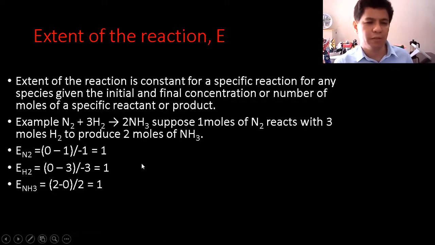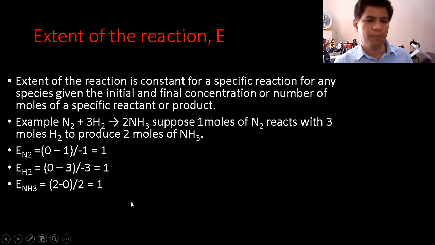For ammonia, initially, we're going to assume that there's no ammonia kasi wala namang information dun sa example. So initially, ammonia has 0 number of moles. Tapos, yung final number of moles ng ammonia ay 2. So 2 minus 0. Tapos yung stoichiometric coefficient ng ammonia kasi product siya ay positive 2. Pag product positive, pag reactant negative. So 2 minus 0 divided by 2 is also equal to 1.